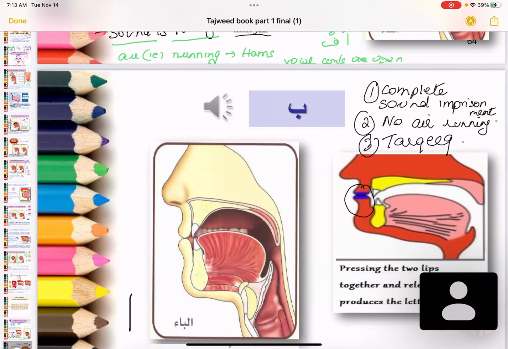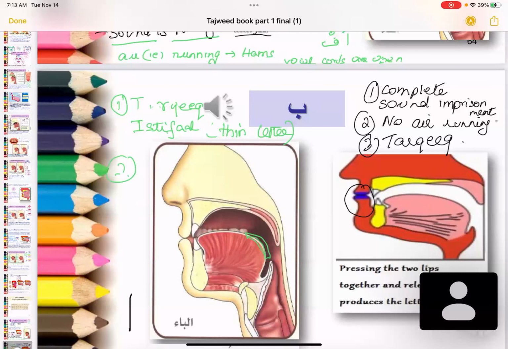Now, if you look at ba, is it a thick letter or is it a thin letter? You see the back of the tongue in ba is not raised. So now you know that ba is a tarqiq letter, and tarqiq meaning istifal. It's not a thick letter. Tarqiq meaning thin letter. Okay, I will not say the thick ba. I say ba, not the thick ba. If I say it thick, then I'm making the sound thick. So ba is ba.